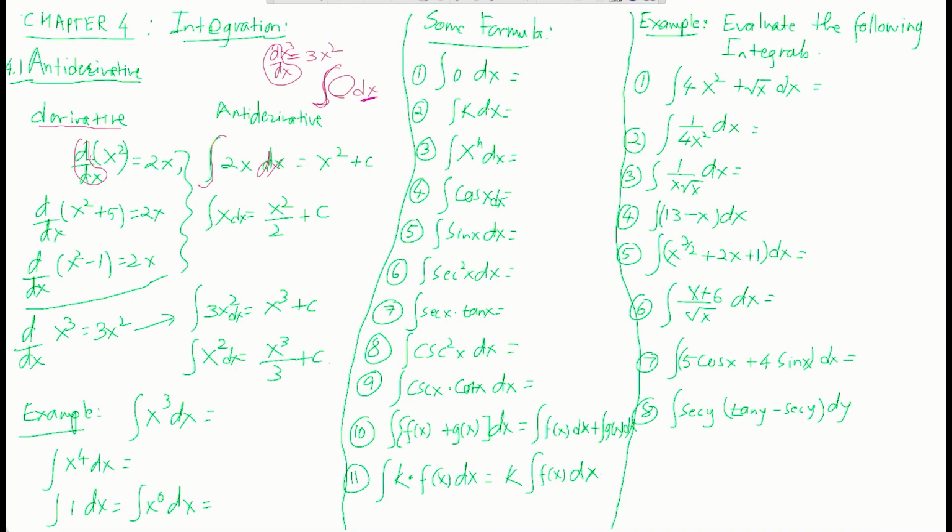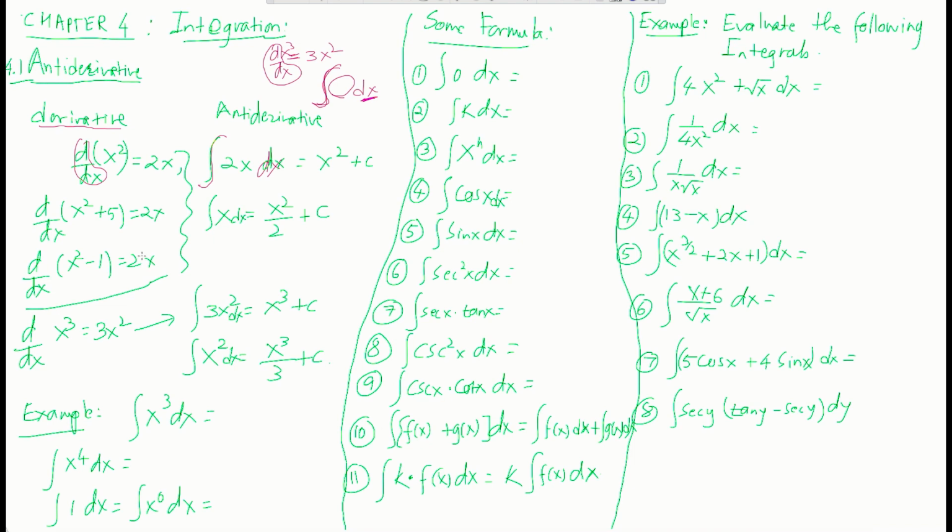Look at this. The derivative of x squared is 2x, right? Similarly, what is the derivative of x squared plus 5? It is also 2x, right? So the antiderivative of 2x can be just x squared, or x squared plus 5, or x squared minus 1, because the derivative of x squared minus 1 is also 2x, right?